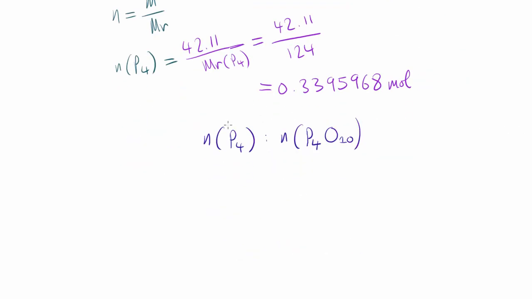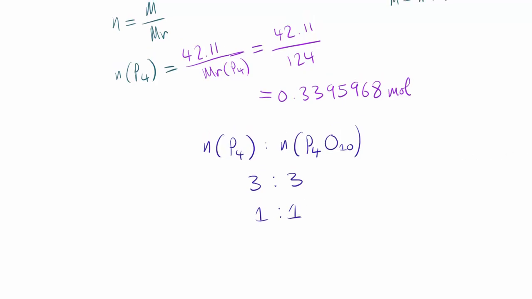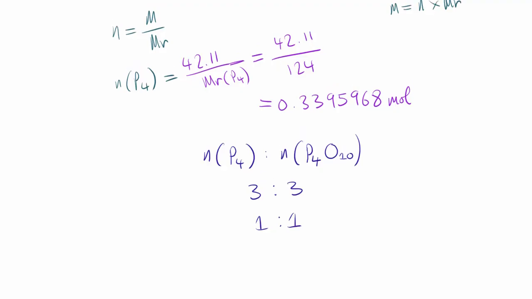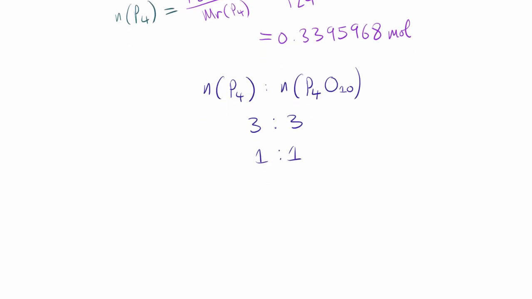So if I write that down below here, for every 3 moles of P4, I'm actually going to have 3 moles of P₄O₁₀. Now this is a ratio, so I can simply divide both values by the common factor, which is 3. And if I do that, I'm going to get 1 to 1. And what does that tell us? Well, it tells us the number of moles of P4 and the number of moles of P₄O₁₀ is the same value.